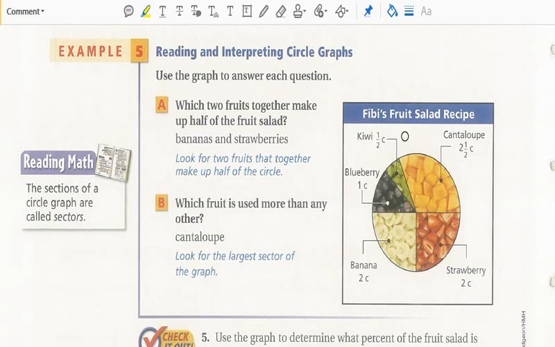I have Phoebe's fruit salad recipe. I have kiwi, cantaloupe, strawberry, banana, blueberry. So these are the ingredients. Which fruits together make up half of the fruit salad? Looking at the graph, 2 fruits together: it's banana and strawberry. Which fruit is used more than any other? Which is the largest one? It's cantaloupe. And it's very easy.